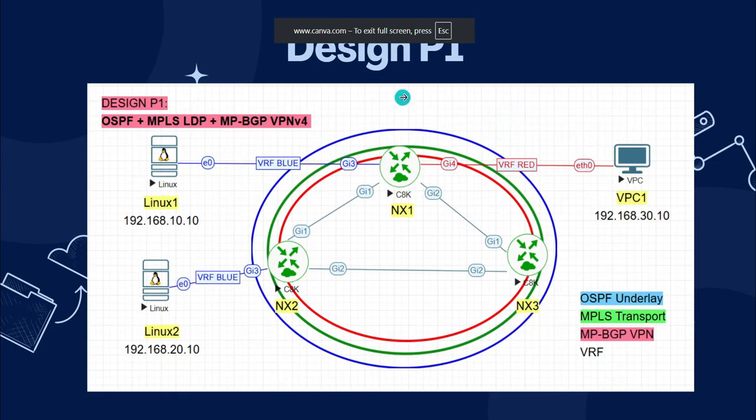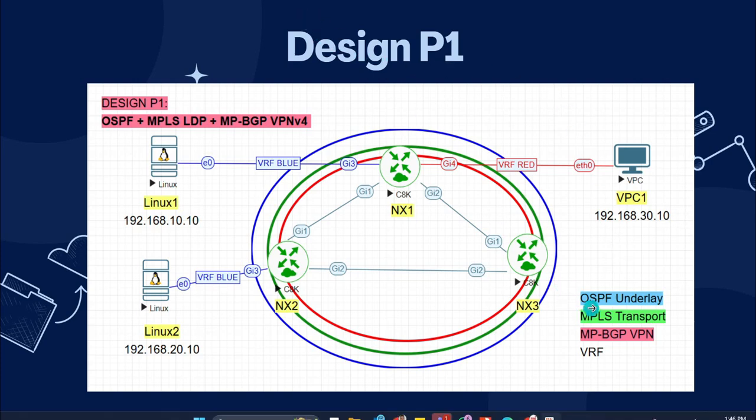And we also deployed another design, design P1. This is more scalable. In design P0, we have to deploy all the VRF configuration, all VRF IDs, on all the routers or switches inside the network. But in this case, we are using OSPF as the underlay and MPLS as the transport layer. We also use MP-BGP VPN for the exchange of the VRF routes.